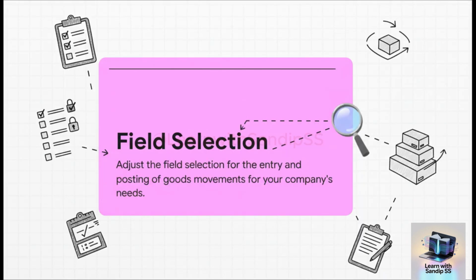Now, the main way we customize MIGO is through something called field selection. It sounds technical, but it's really simple. It's just the process of deciding which fields your users see. We can hide all the fields they don't need, which cuts down on clutter and mistakes. Or, and this is powerful, we can make critical fields mandatory, like a delivery note number, to make sure your data quality is always top-notch.